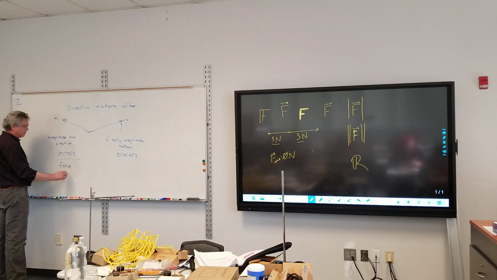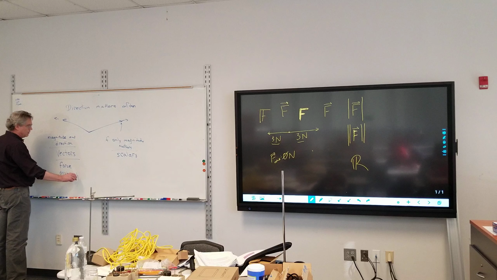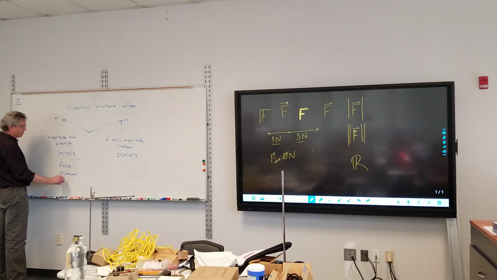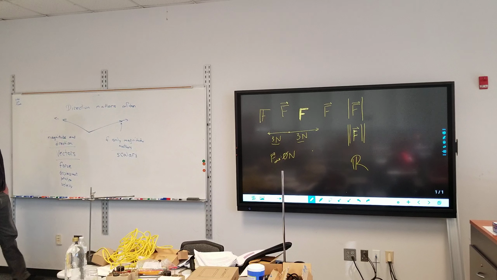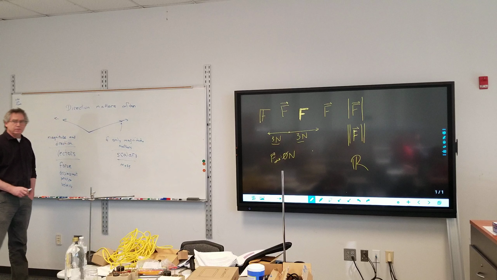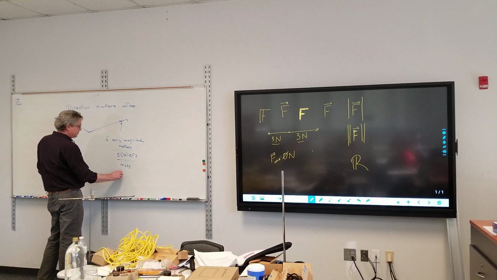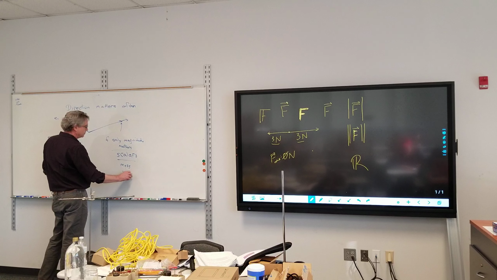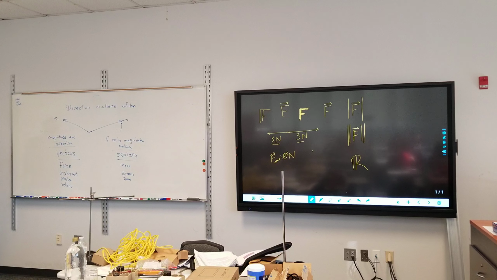Displacement is a vector term. Position is a vector. Velocity is a vector. Over here, some scalar terms. Mass is a scalar. Distance is a scalar. Speed is a scalar. If you get a speeding ticket, it's not for going in a particular direction. If you're going in the wrong direction, I don't think it's called speeding.